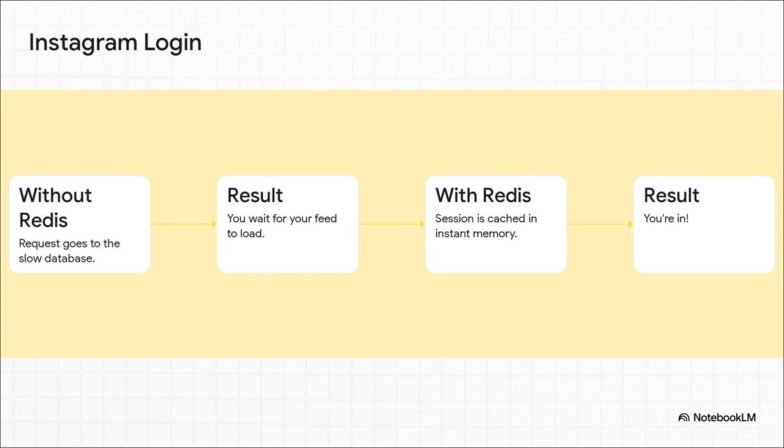Okay, let's make this crystal clear. Picture this, you're opening up Instagram. In a world without Redis, the app has to go all the way to that slow filing cabinet database to check who you are. The result? You're sitting there waiting for your feed to load. Now with Redis, your session info is already sitting on the desk, that instant memory cache. And the result? Boom, you're in, just like that.